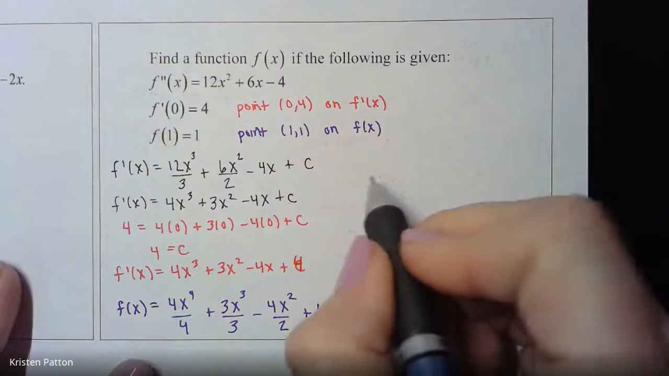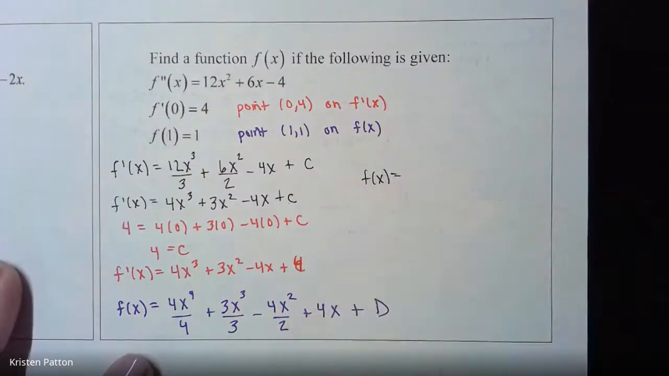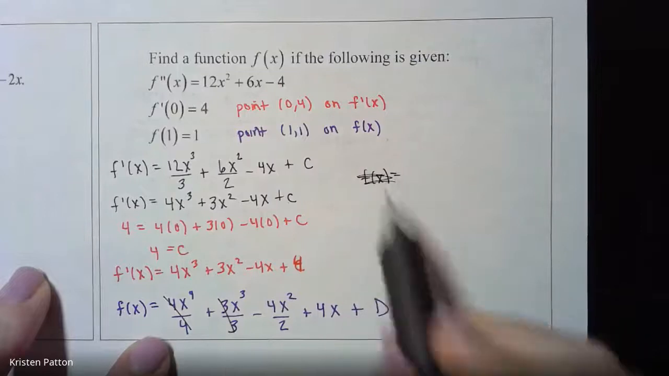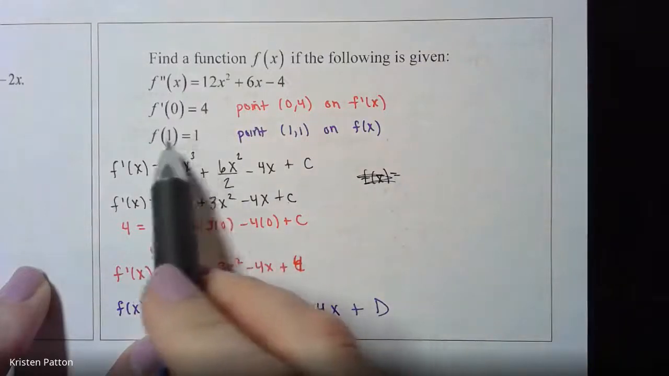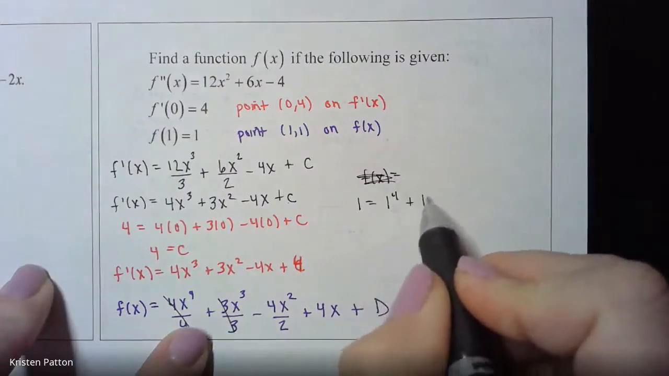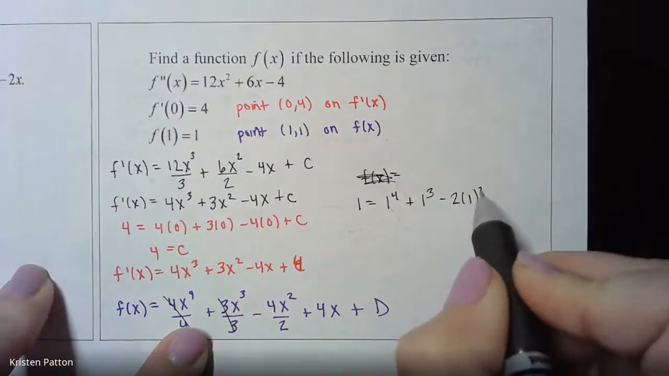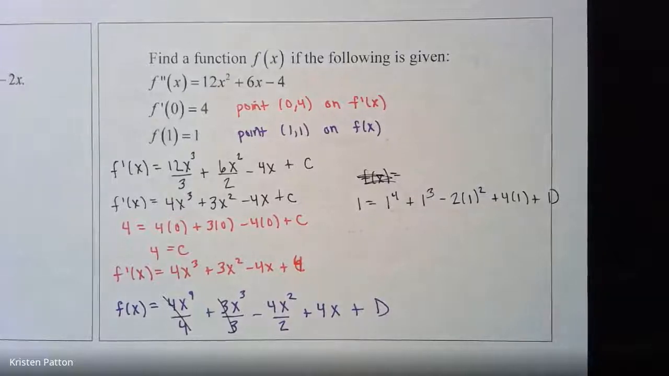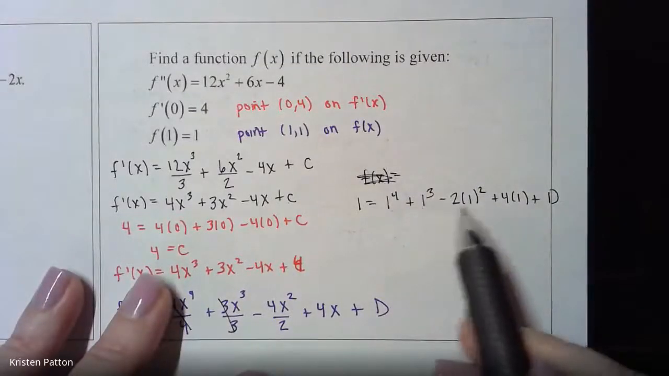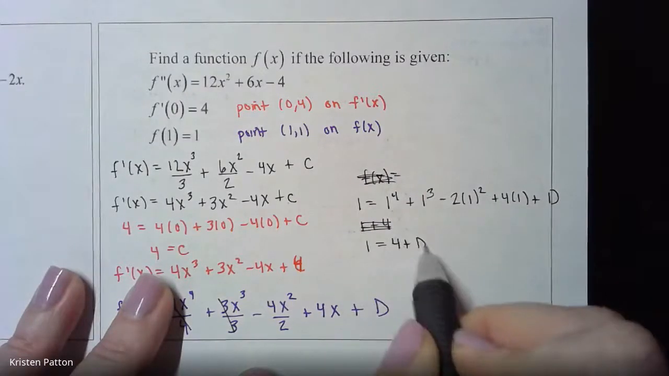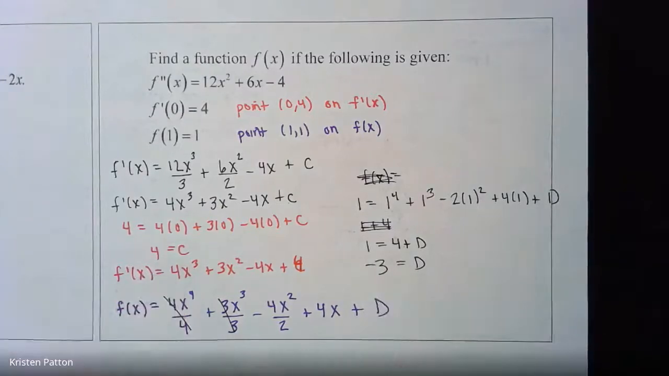The last thing I'm going to do is reduce. So that's gone, and that turns into a 2. Let's find D, or whatever you're calling it. I'm going to plug in what they gave me. So the y value is 1. 1 equals 1 to the 4th plus 1 cubed minus 2 times 1 squared plus 4 times 1 plus D. Let's see, 1 plus 1 is 2, minus 2. So I have, whoops, gosh, I'm a mess. 1 equals 4 plus D, or D equals negative 3.